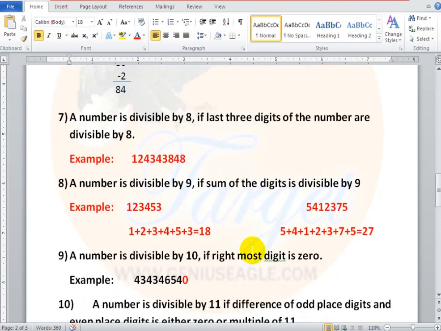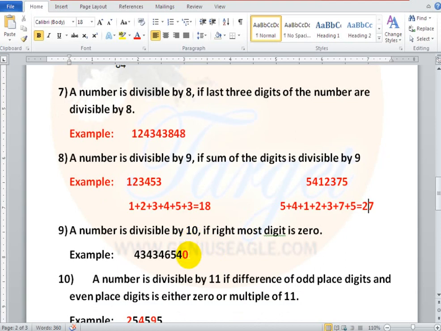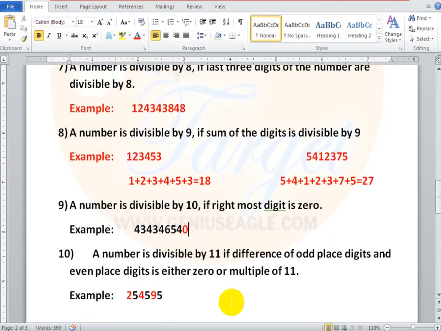The divisibility test of number 10 is very easy. You should check the rightmost digit. If the rightmost digit is 0, then that number will be divisible by 10. So in this case, this complete number is divisible by 10 as the rightmost digit is 0.